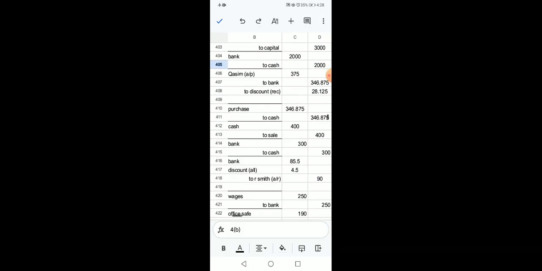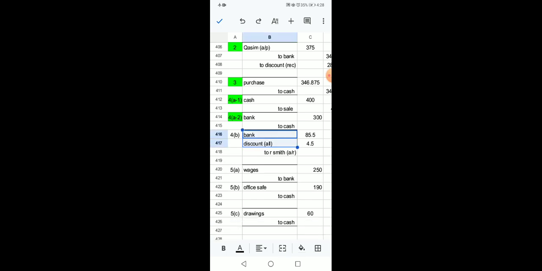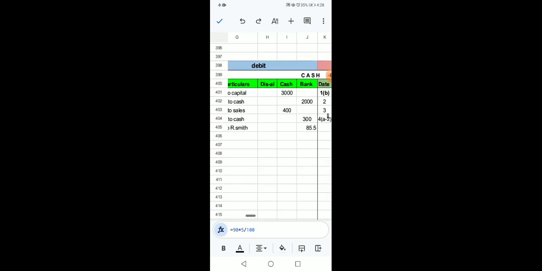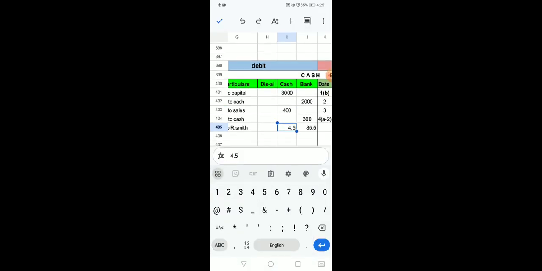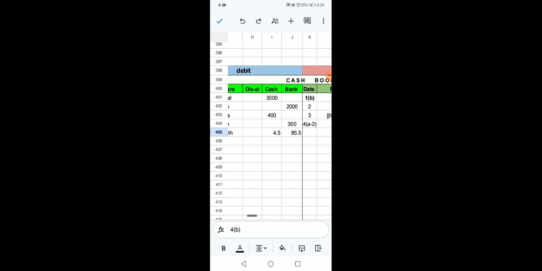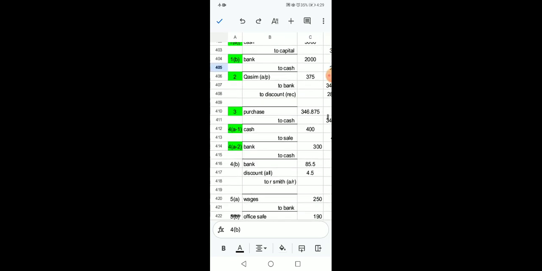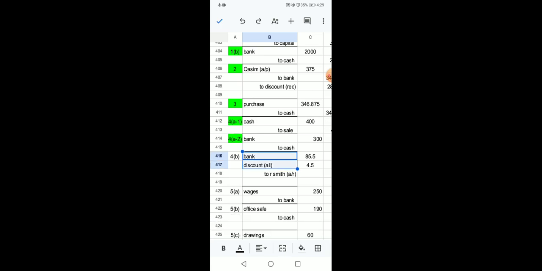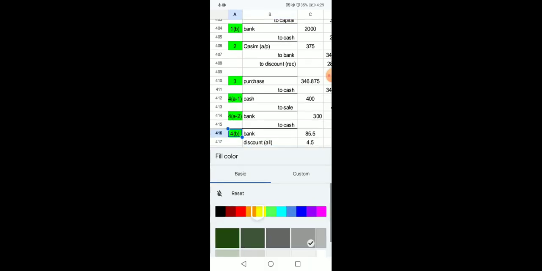Okay, in this way 4B is half completed, because we were related with two elements. Bank has been posted. Now discount is debited by 4.5. Please try to understand, the reference of bank and the reference of discount is Smith. Reference is the same, date is also the same, so you can write in the same line. 4.5 discount allowed, you will write in the same line. The reason is that the reference of both 85.5 and 4.5 is the same and the date is the same, so you can choose the same line for discount and cash. 4B was having two elements, both elements have been posted. It means 4B is completed. Mark it as done.